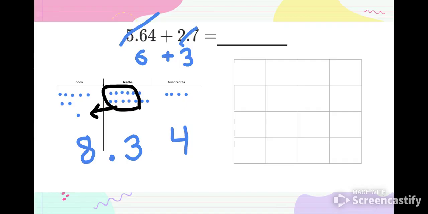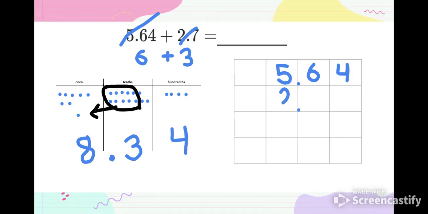But let's see how we could do this like we would add any multi-digit number. But the thing is with decimals, there's a few things you have to keep in mind. When you are adding decimals by stacking them, you have to line up the decimal place. So I'm going to start with my first number here. So I've got 5 ones, 6 tenths, 4 hundredths. So then I've got 2.7. So again, I'm going to line up the decimal.